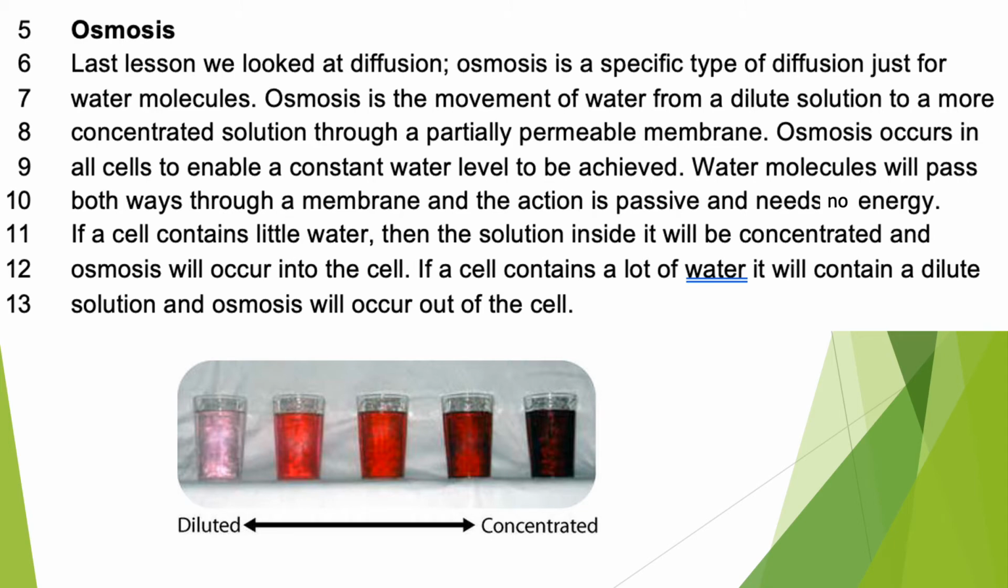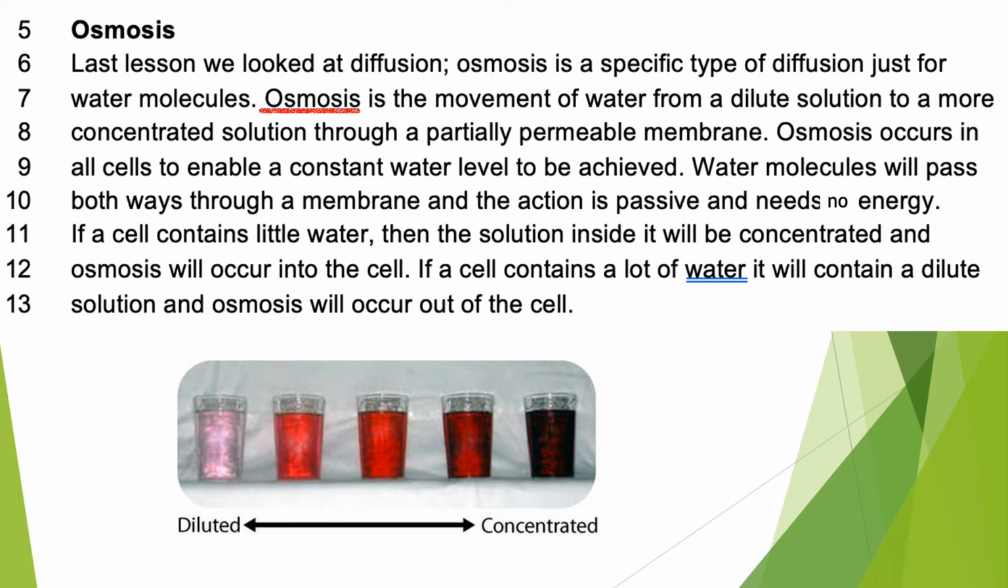So let's start off in the first line here. It says, last lesson we looked at diffusion. Osmosis is a specific type of diffusion just for water molecules. So that gives you kind of the initial idea of what osmosis is. It's really just diffusion. That's all it is. Osmosis is a name that we give to the diffusion of water molecules. That's it. And you might think, well, that seems kind of weird. Why can't we just call it diffusion? And there is a reason why, because water behaves very differently from a lot of different molecules. Okay, and also water is kind of the universal solvent in our lives today. So just take it for what it is.